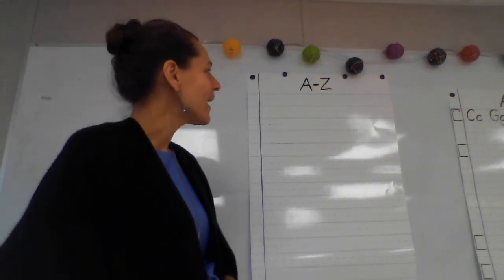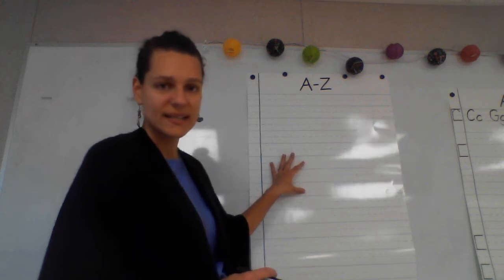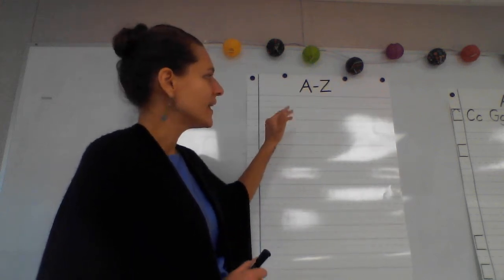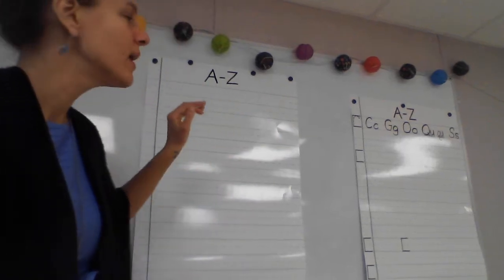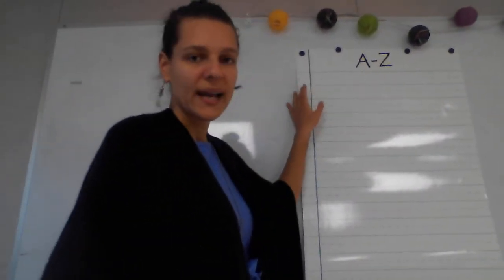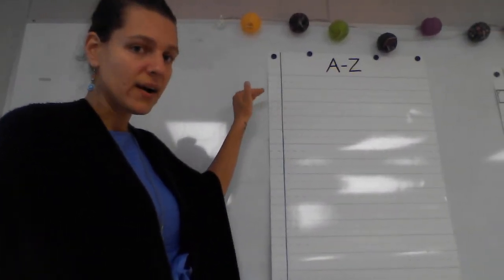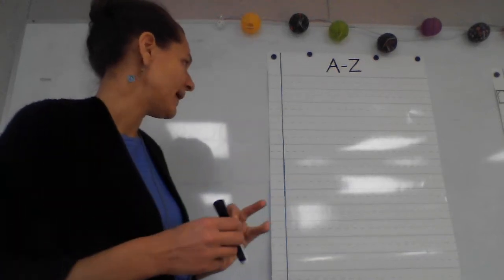So class, the first thing we're going to do in this lesson is we actually have another poster that we're going to put our capital letters on. So this one we're organizing it by clock stroke. On this one we're going to organize it by the order that our letters come in our alphabet.